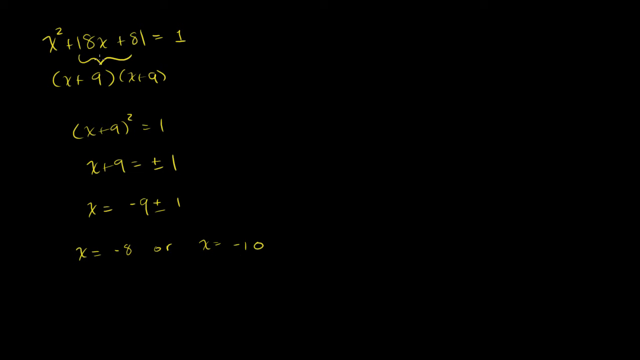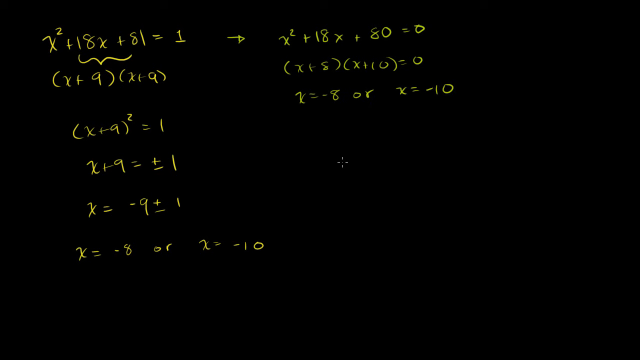And once again, you could have done this the traditional way. You could have subtracted 1 from both sides, and you would have gotten x squared plus 18x plus 80 is equal to 0. And you'd say, hey, gee, 8 times 10 is 80. 8 plus 10 is 18. So you'd get x plus 8 times x plus 10 is equal to 0. And then you'd get x could be equal to negative 8. Or x could be equal to negative 10. That was good warm up. Now I think we're ready to tackle completing the square.